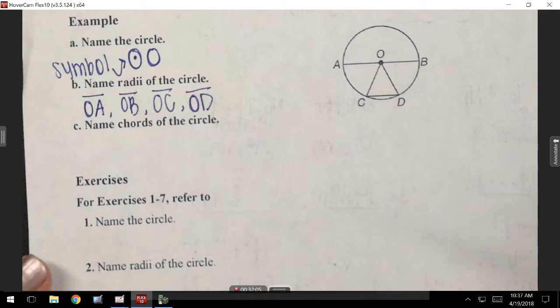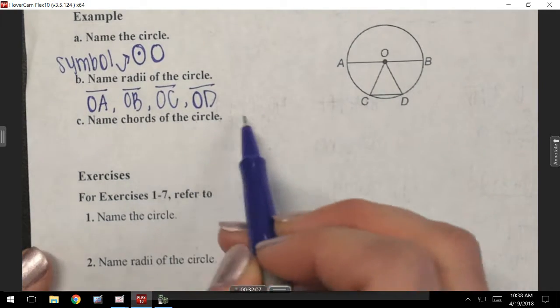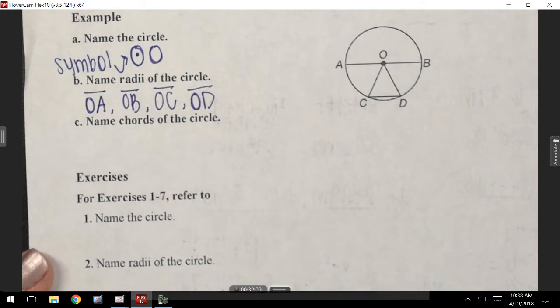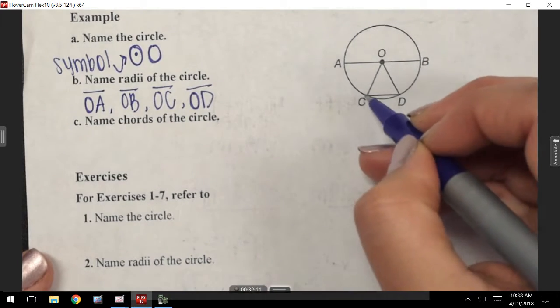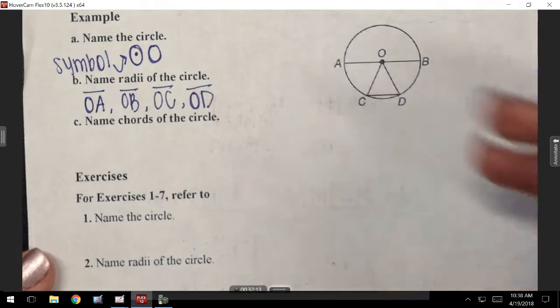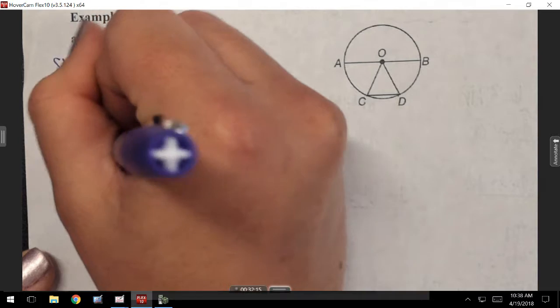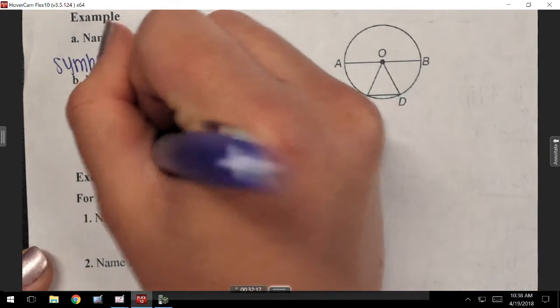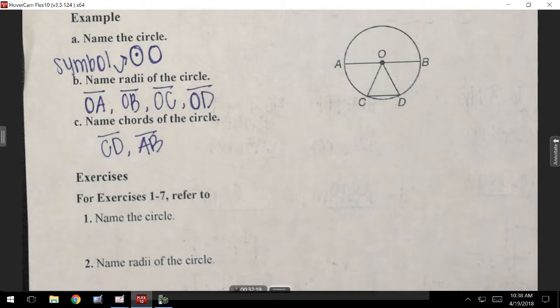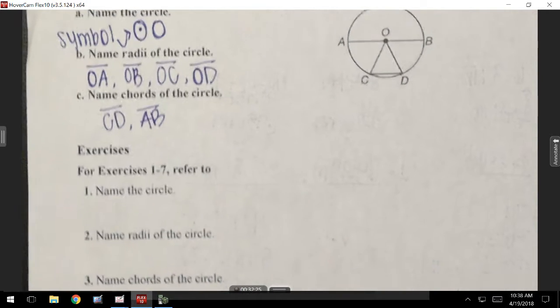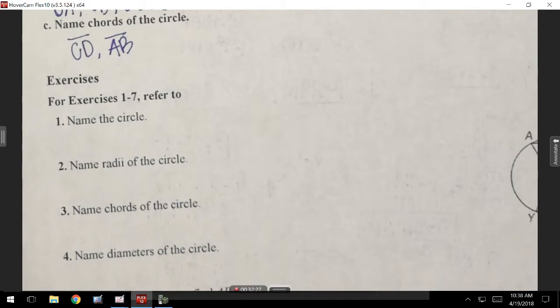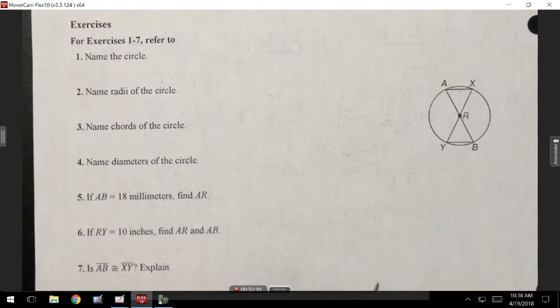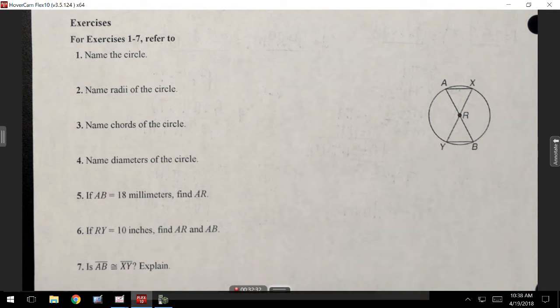Yes, they are. Name the chords of a circle. CD. Touching the outside, goes through it, and then what else? AB. Yep. Will you try 1 through 7 for me?